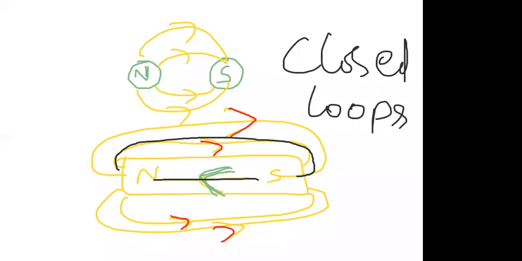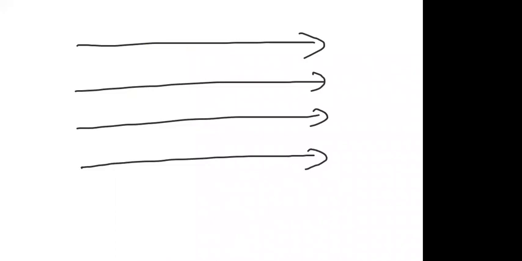Suppose now there is a uniform magnetic field. How to represent a uniform magnetic field? Straight and parallel lines give us the indication of a uniform magnetic field. Uniform means the strength is the same everywhere. So we have to draw parallel lines.